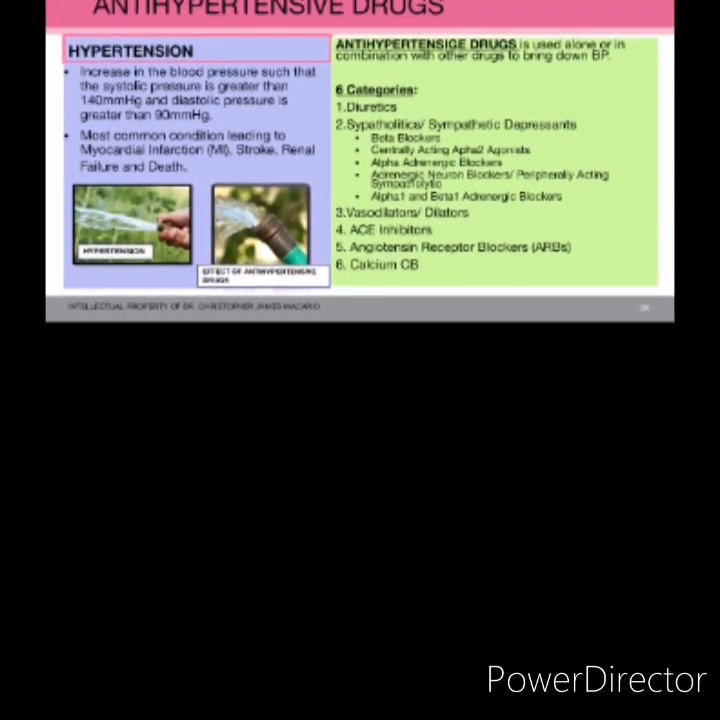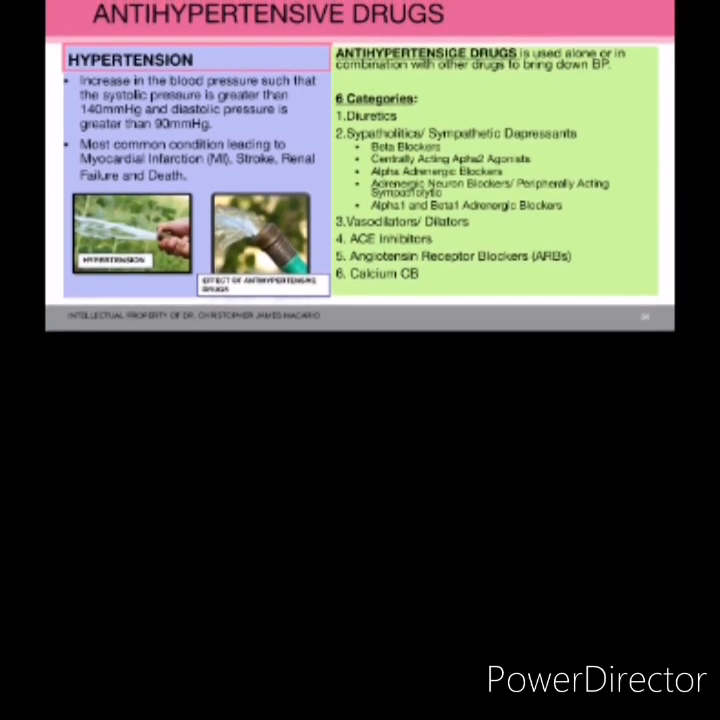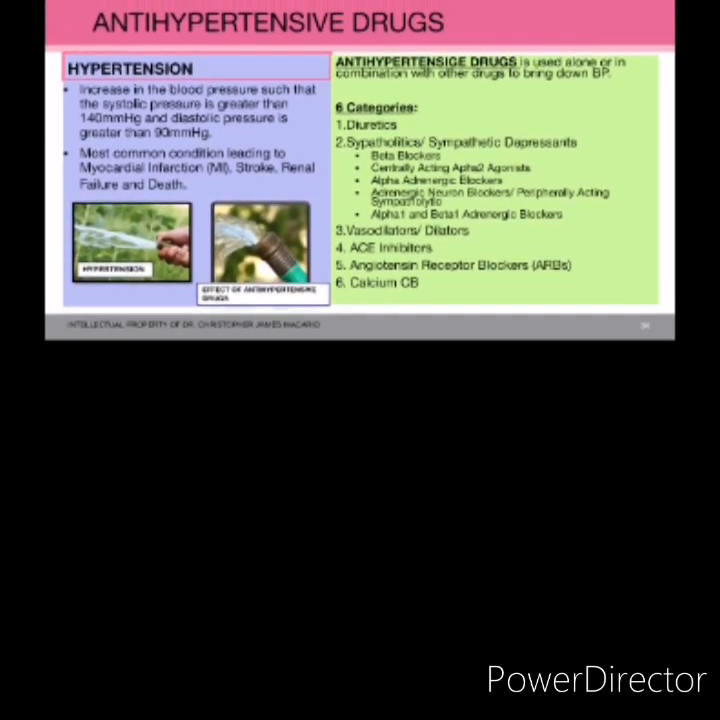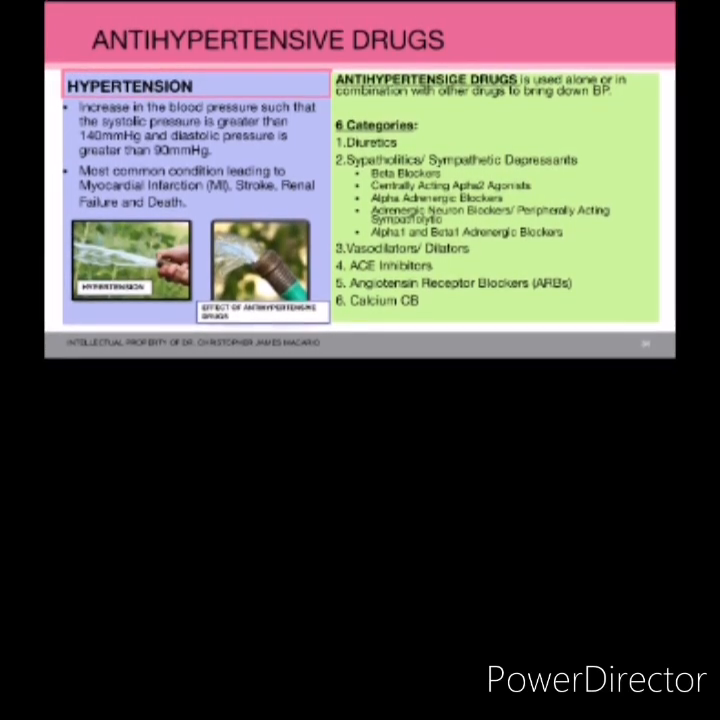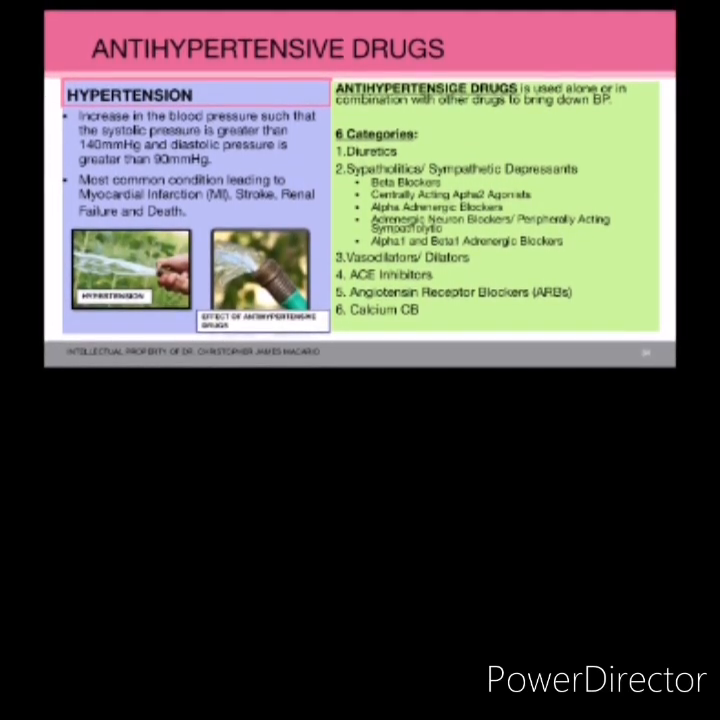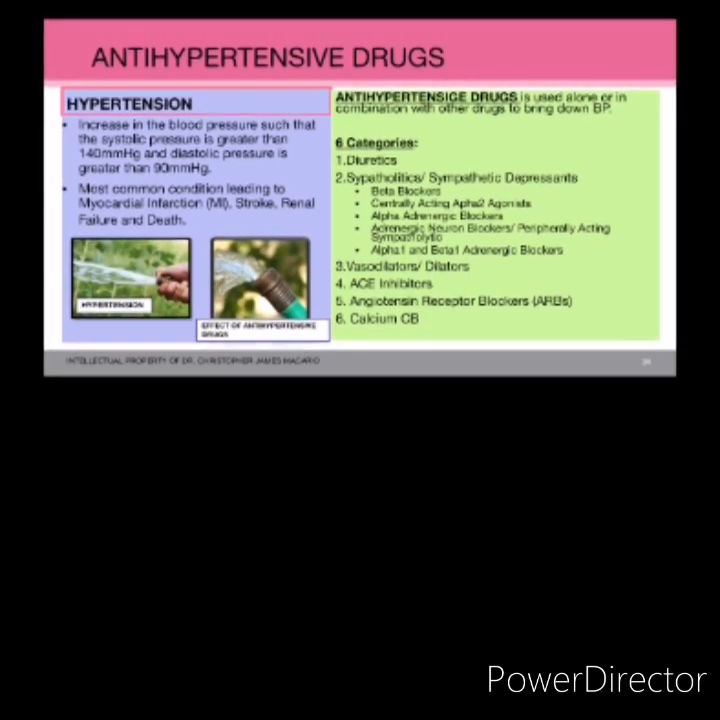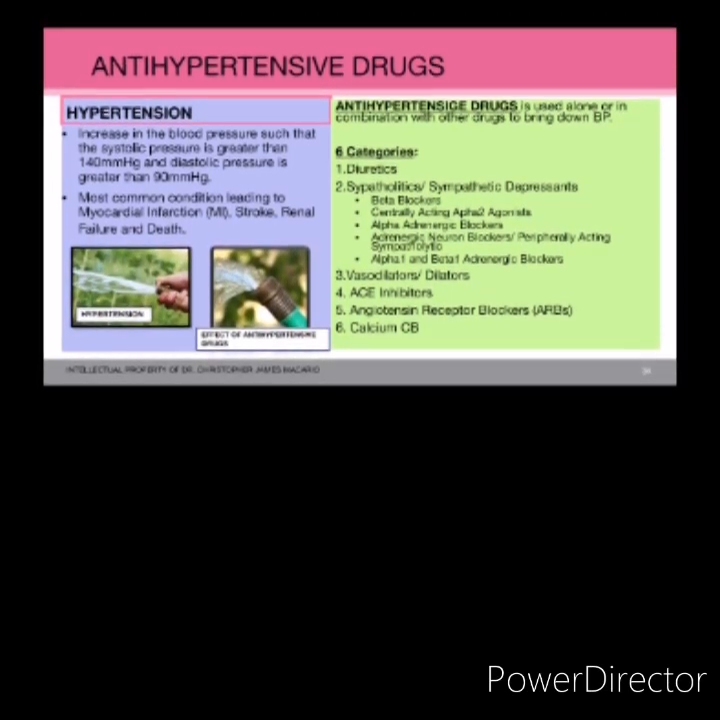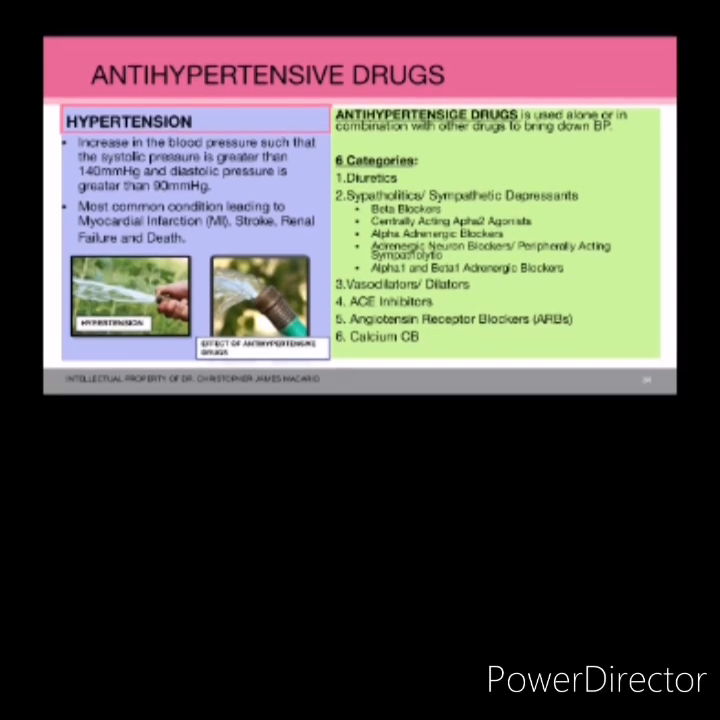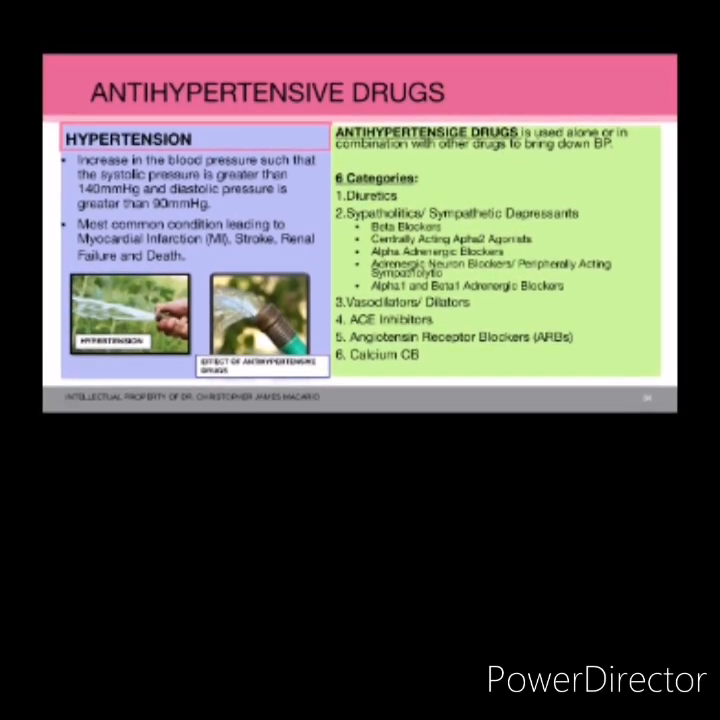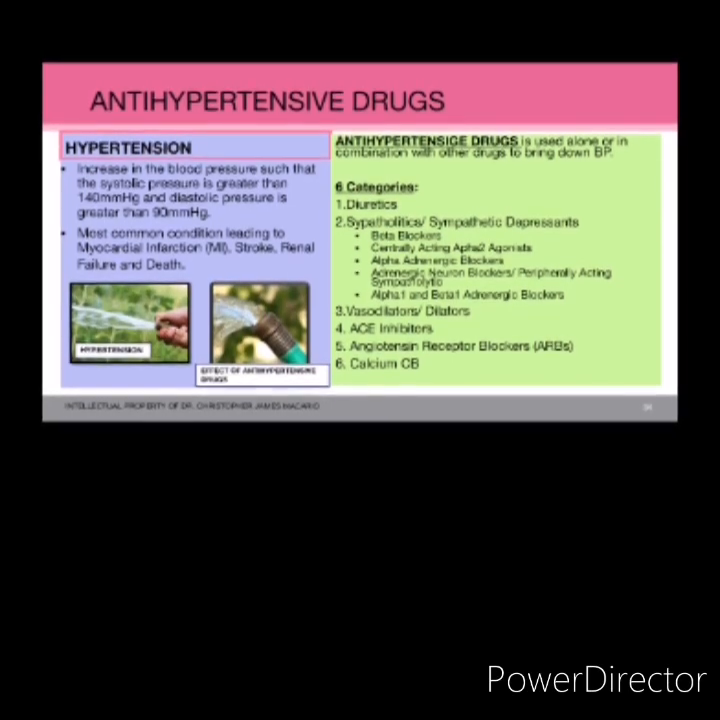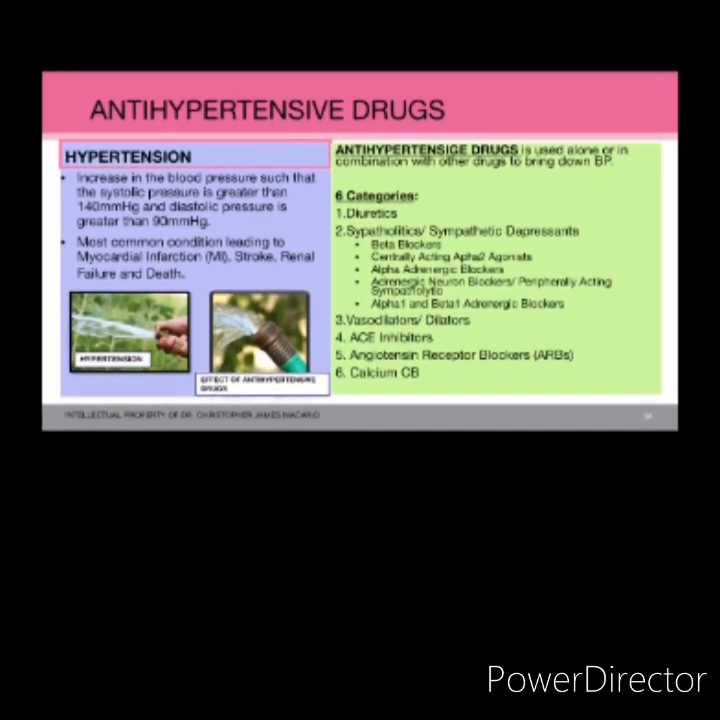Antihypertensive drugs. So, hypertension increases the blood pressure such that the systolic pressure is greater than 140 millimeters of mercury, and diastolic pressure is greater than 90 mmHg. Now, most common condition leading to MI or myocardial infarction, stroke, renal failure, and death is hypertension.